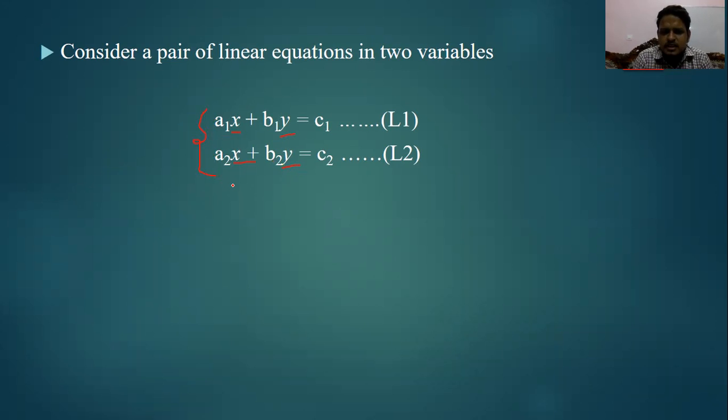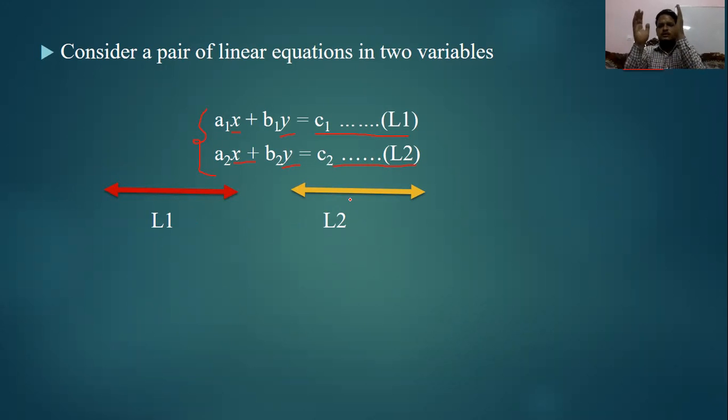But before that, we have to know how many such solutions will exist for a given pair of linear equations. So let's see. As we know, a linear equation in two variables represents a straight line. That's why I call this equation a line L1 and this equation a line L2. Now we have two lines. Red line is L1 and yellow line is L2.